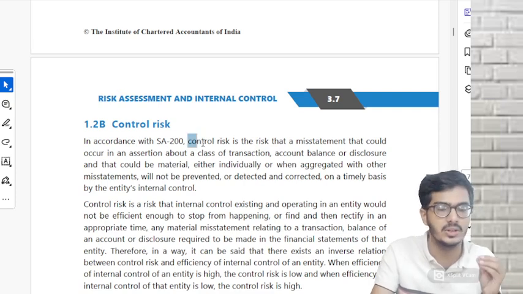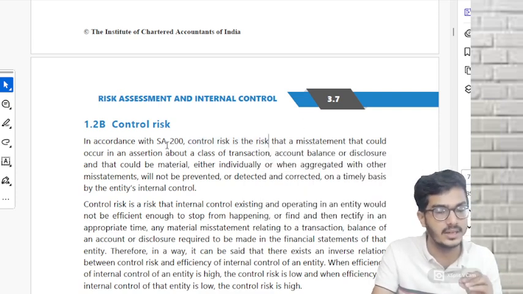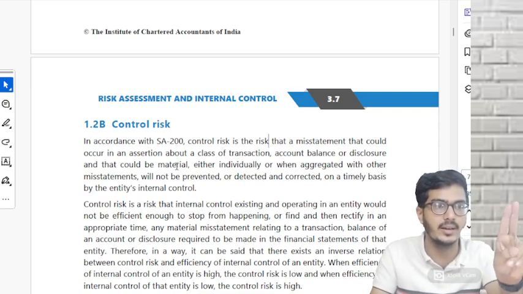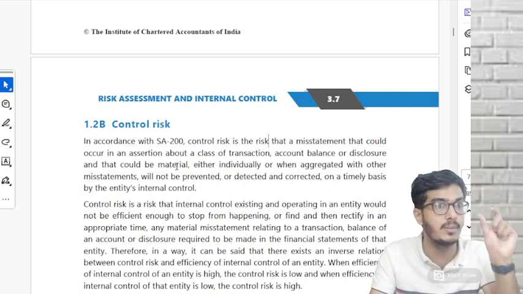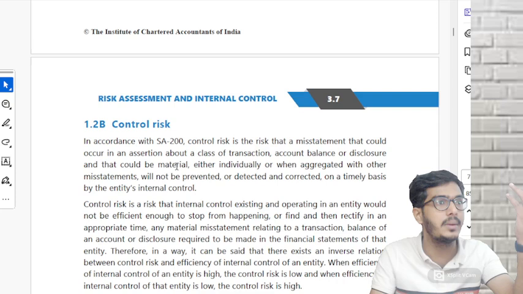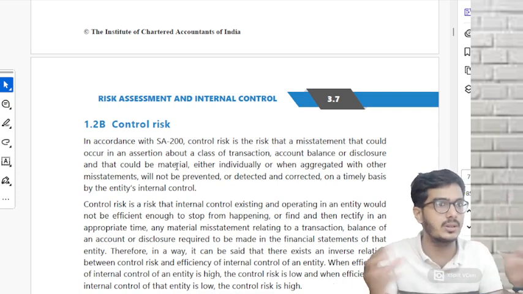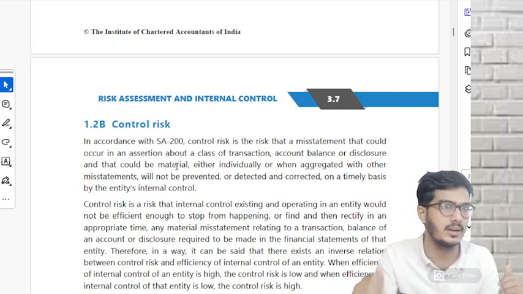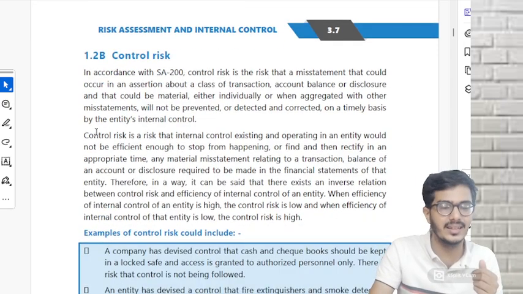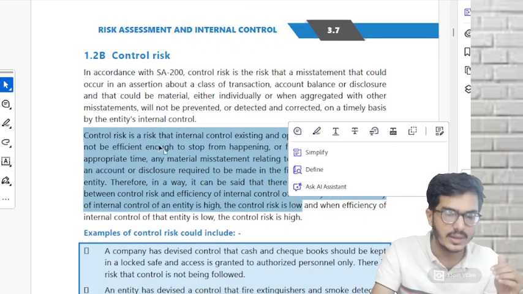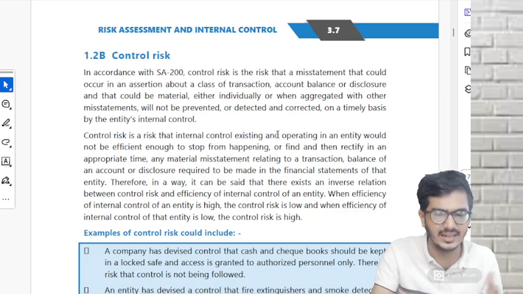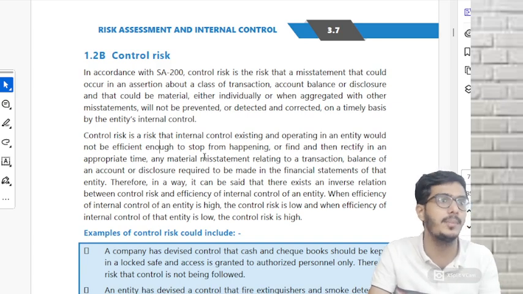Again, the same definition. Control risk is the risk that a misstatement could occur in an assertion about a COT, account balance, or a disclosure, that could be material. Material can be either individually or in aggregate. You know the meaning of this? Sometimes the misstatement amount is so huge that individually it will be material, or sometimes if you add 2 or 3 misstatements together, it will become material. Understood? Then this is again the same thing. You can read it on your own. Key: control risk is the risk that internal control existing in the operating entity would not be efficient enough to stop the misstatements.